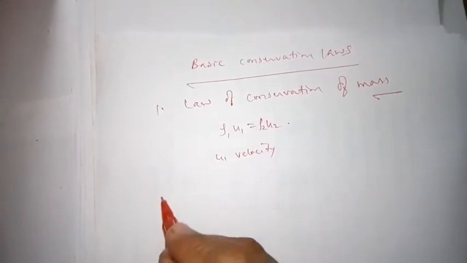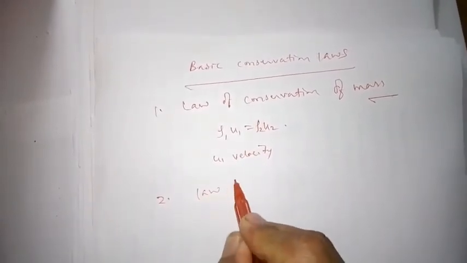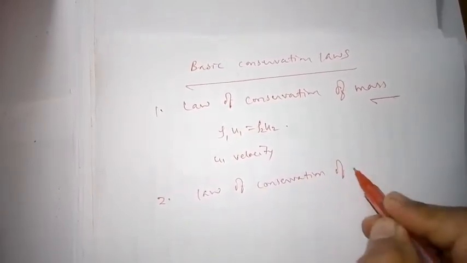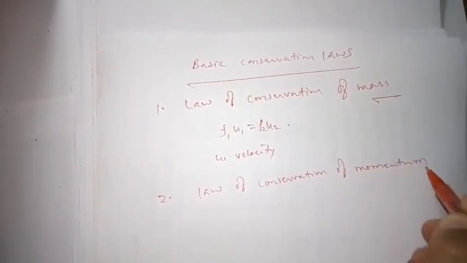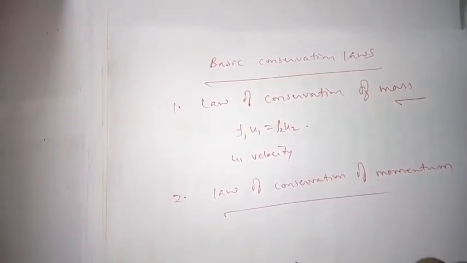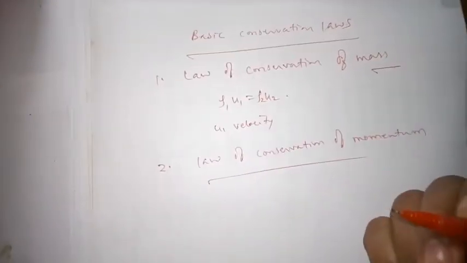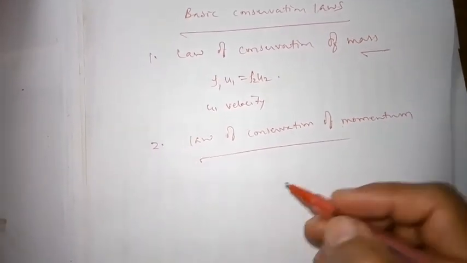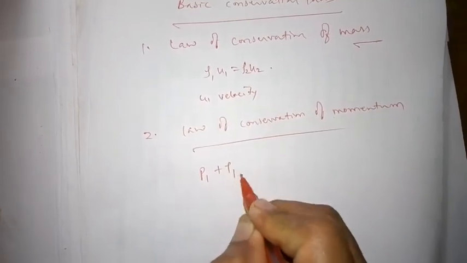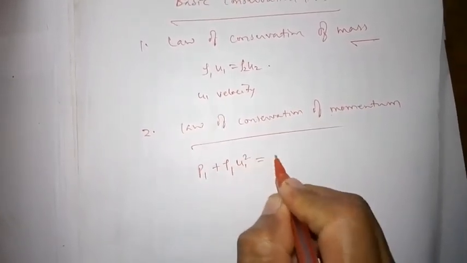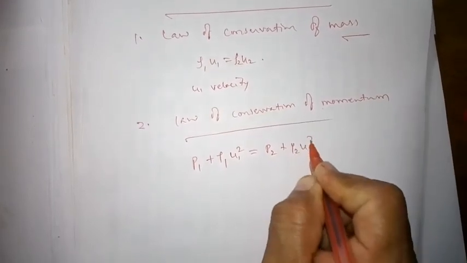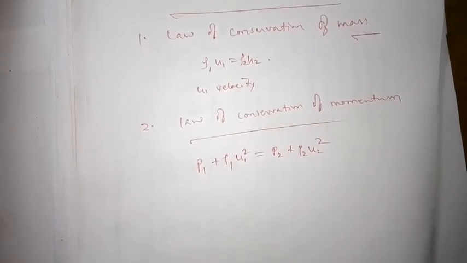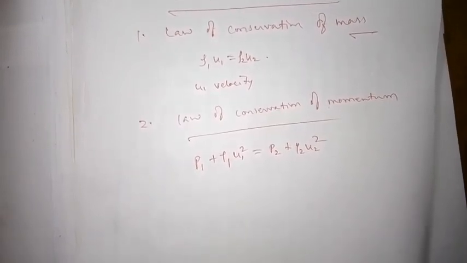Next is the law of conservation of momentum. In a closed system, total momentum remains constant. That's exactly what the law of conservation of momentum says. That can be represented mathematically as P1 plus rho u1 squared equals P2 plus rho u2 squared. Of course, all symbols have common meaning. P1 is the pressure pre-shock and P2 is the pressure post-shock.